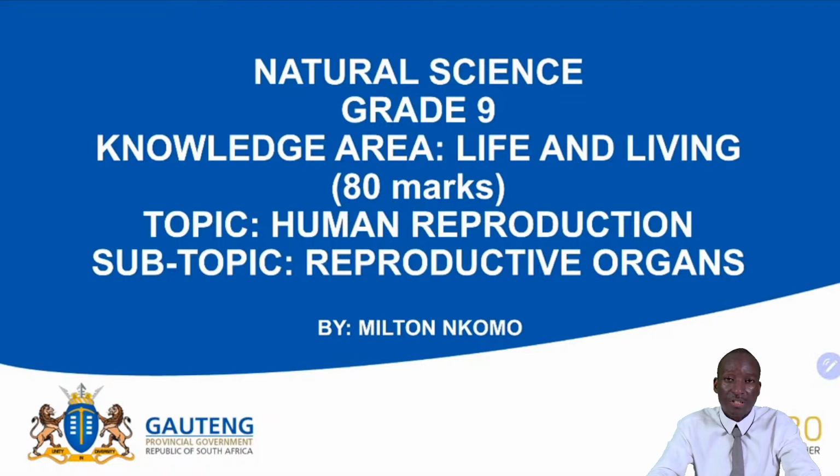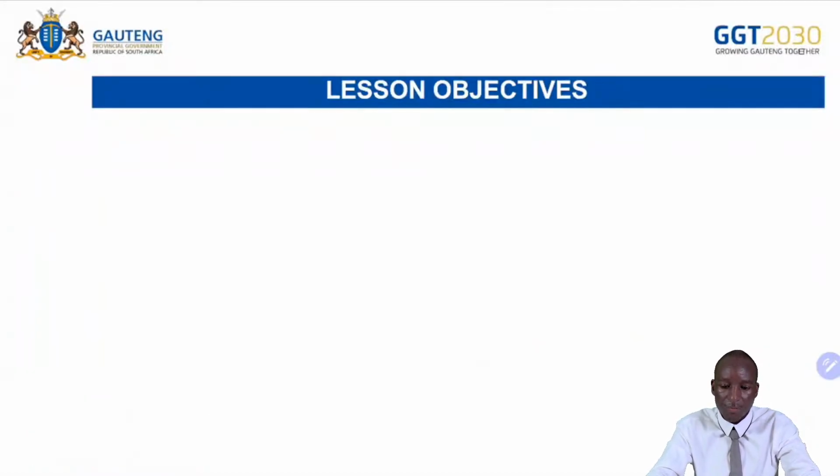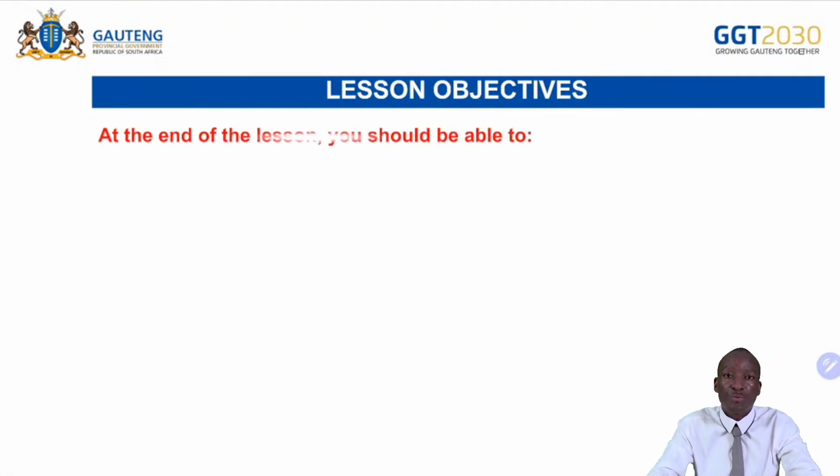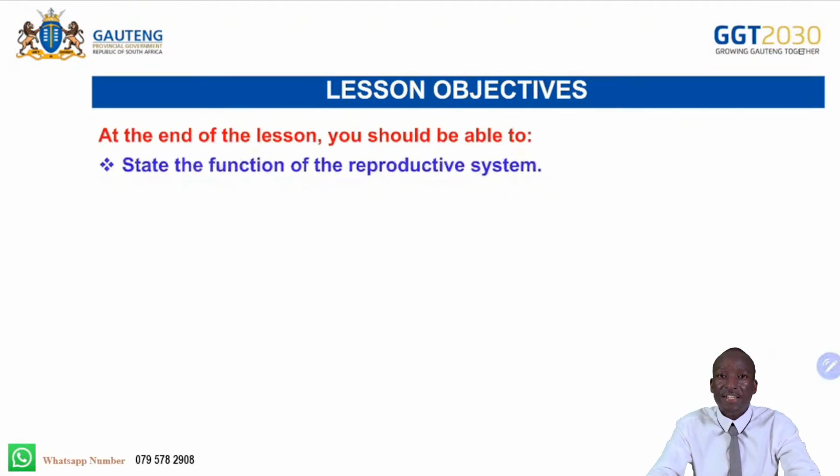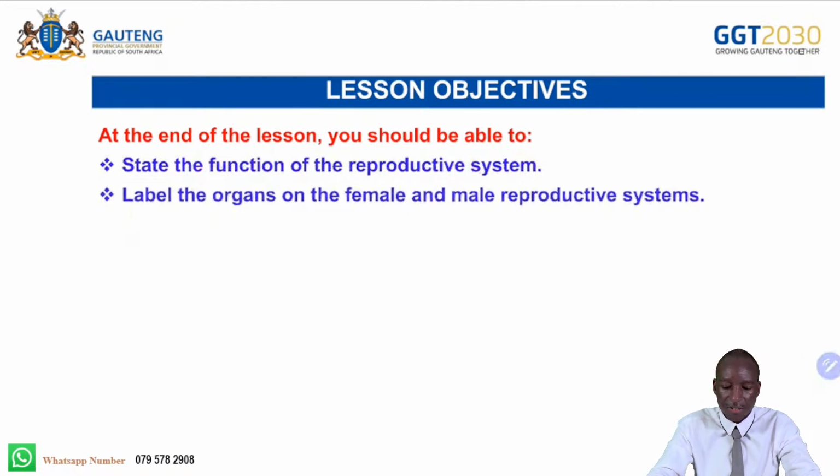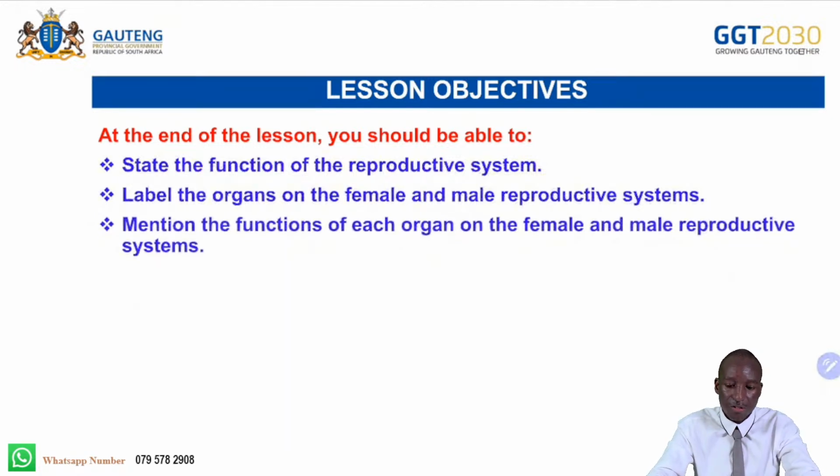Let's go through the objectives of the day. By the end of the lesson, you're supposed to be able to state the function of the reproductive system. You should also be able to label the organs on the female and male reproductive systems, as well as being able to mention the functions of each organ on the female and male reproductive systems. So these are the objectives of the day. And the source of our lesson is KEPS document, page 59.